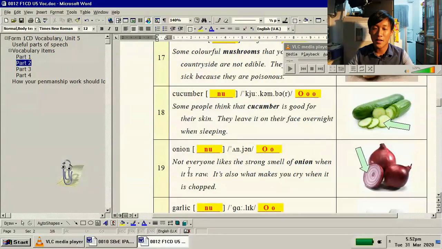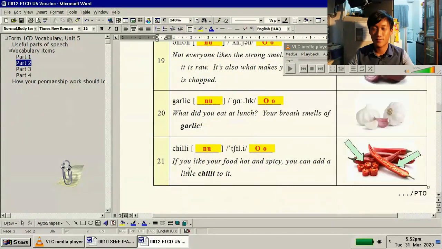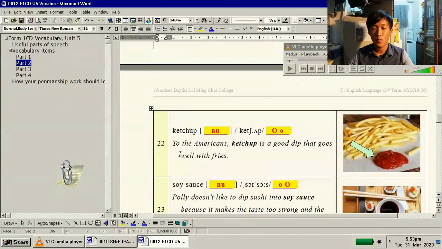19. Onion. Not everyone likes the strong smell of onion when it is raw. It is also what makes you cry when it is chopped. 20. Garlic. What did you eat at lunch? Your breath smells of garlic. 21. Chili. If you like your food hot and spicy, you can add a little chili to it. 22. Ketchup. To the Americans, ketchup is a good dip that goes well with fries.